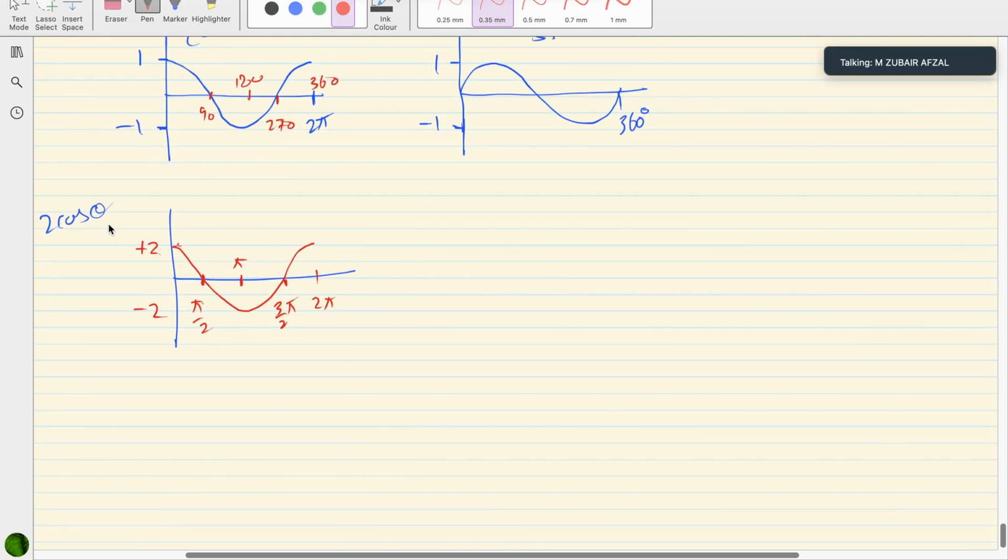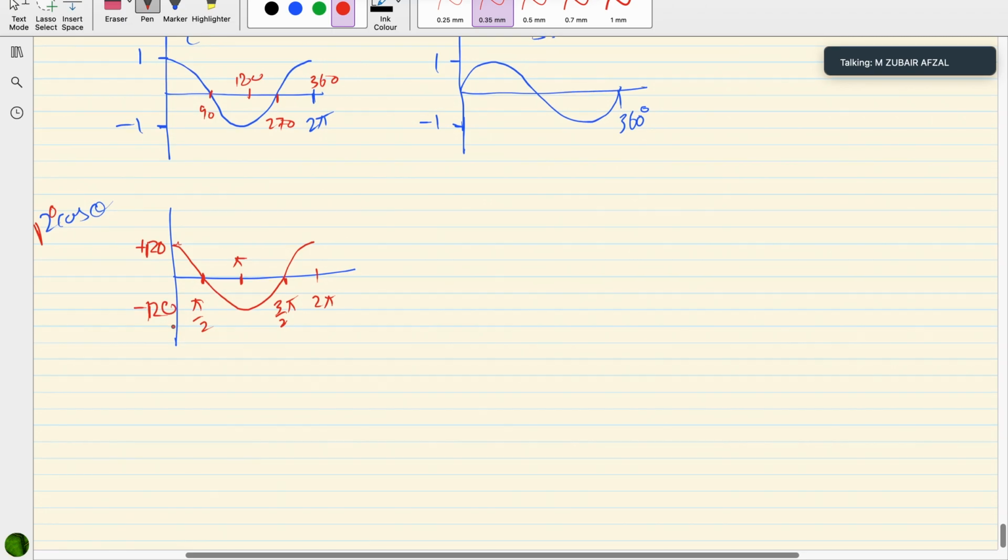So A sine theta, this is A cos theta. So amplitude, we play with this amplitude. For example, I change this right here with 12 cos theta. So this will become 12, this will become minus 12. If I change this same with 120 cos theta, so this is 120 and this is 120. So the shape stays the same and we just play with the amplitude.